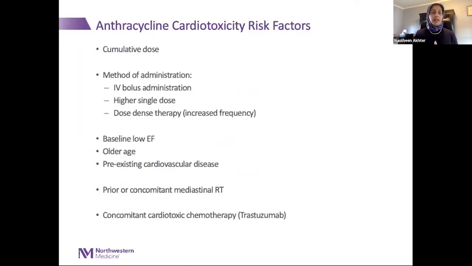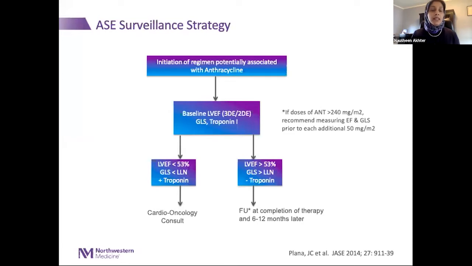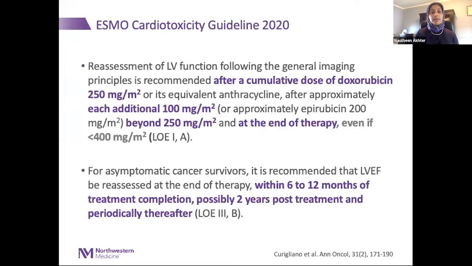So the risk factors that we are aware of: cumulative dose, method of administration, baseline low EF, older age, pre-existing cardiovascular disease, prior or concomitant mediastinal radiation, and concomitant cardiotoxic chemotherapies or other agents such as trastuzumab. The ASCO recommends an echo at the start of treatment and an echo at the end for breast cancer patients, who typically do not exceed 240 milligrams per meter squared. However, if patients do exceed that number, they recommend an echo be checked at each additional 50 milligrams per meter squared, at the completion of treatment, and at 6 to 12 months later.